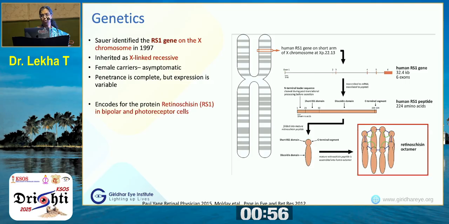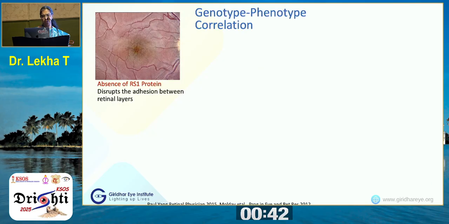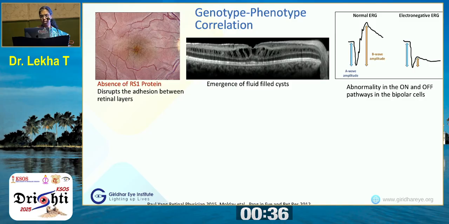And this encodes for the protein retinoschisin present in the bipolar and photoreceptor cells. It has an important role in cell-to-cell adhesion. It is also important in signal transduction. So this explains the phenotype now. It also regulates the fluid balance and tissue osmolarity. So because it disrupts the adhesion, you get the schitic changes, the emergence of fluid-filled cysts, and the signal transduction is affected, so you get the electronegative ERG. So that's how you correlate the genotype with the phenotype.